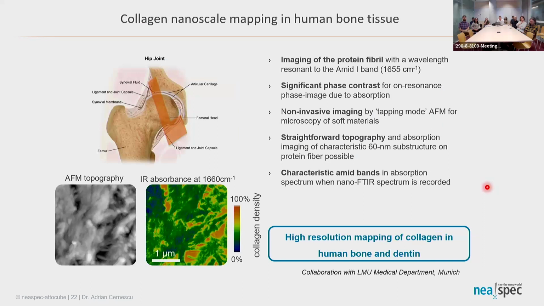Now, the same can be applied to human bones, and just by tuning the laser, you can map, in this case, the collagen distribution, which comes simultaneously, of course, with the topography information. All right, the same working principle, only that you map different components. So I'm not going much into the details.